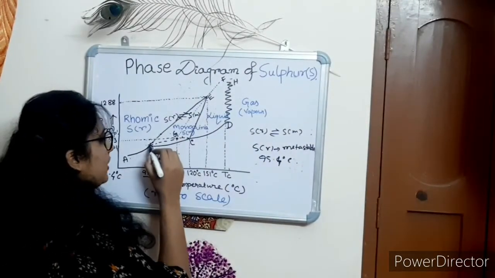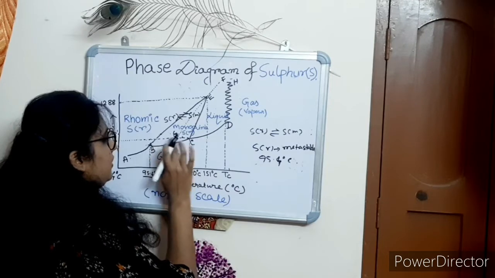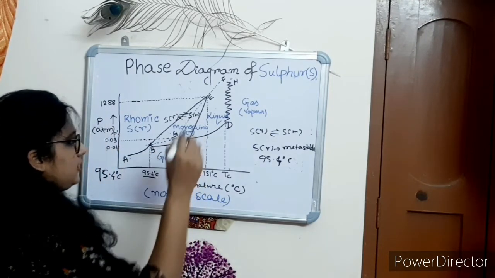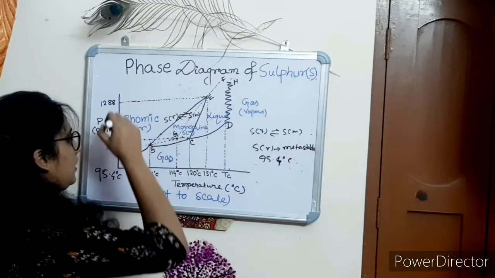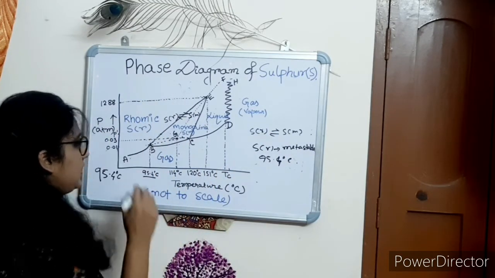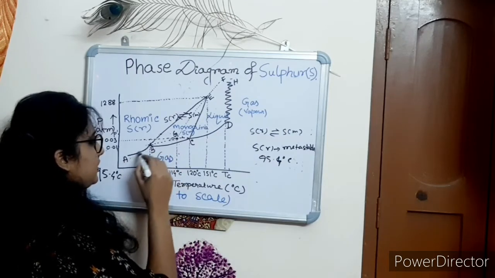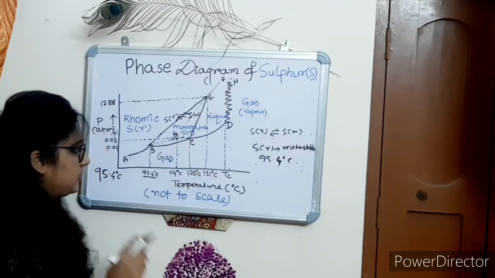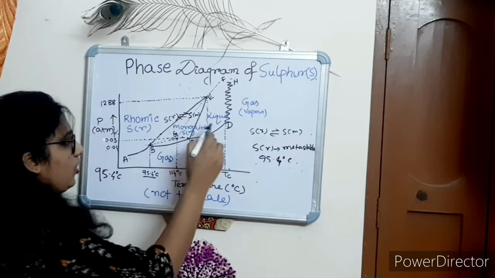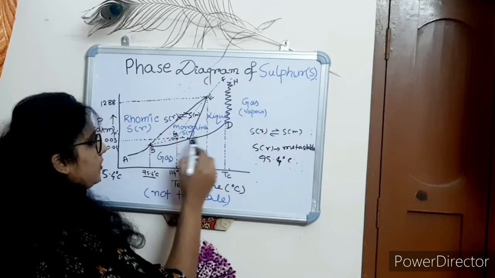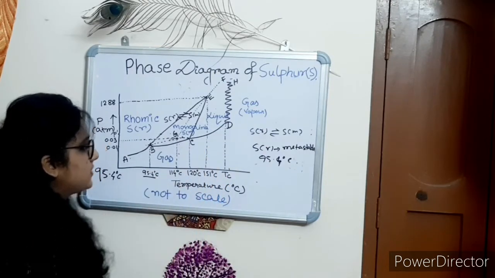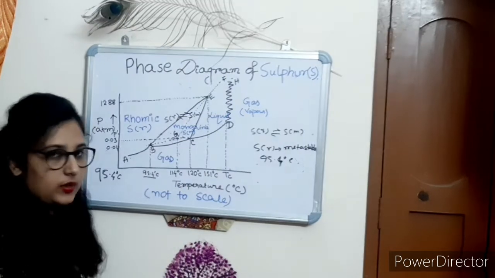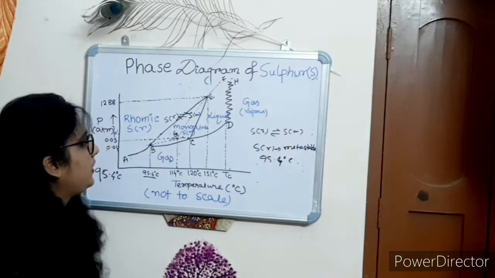So the dotted line BG is obtained if we consider the sulfur in the metastable orthorhombic state: if we extend the line AB, we get the line BG. So this point G is the intersection point of the extended line of AB and the extended line of DC. Another explanation of the point G is this.